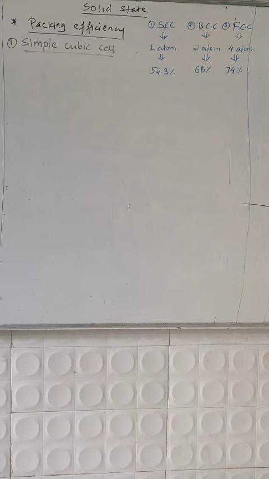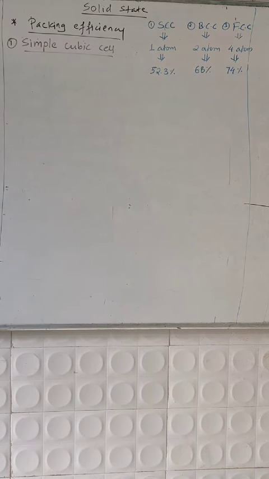In types of unit cell, simple cubic cell occupies one atom, and that one atom occupies 52.3% space of the unit cell. In BCC, body-centered cubic structure, two atoms are present, and those two atoms occupy 68% of a unit cell. FCC consists of four atoms, and those four atoms occupy 74% volume of the unit cell.